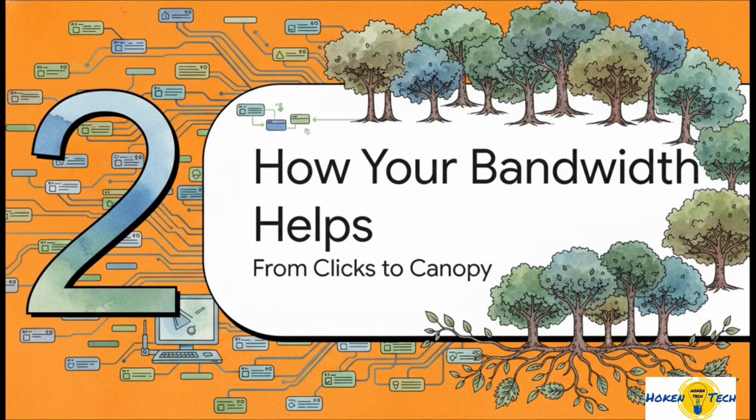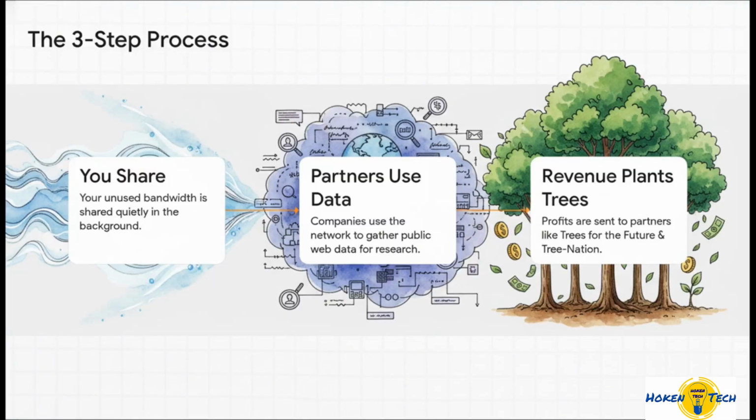Okay, so you're sharing bandwidth, and that's creating revenue. But what's the magic in the middle? What's happening in between? Let's peel back the layers a bit and see exactly how your digital contribution turns into a physical canopy of trees. The process is incredibly straightforward. It all starts with you, sharing your idle bandwidth while the system just runs quietly in the background. From there, business partners use that distributed network to gather public web data for things like research. And finally, the revenue from that service is used to fund the tree planting. It's a simple, transparent, and really effective model.